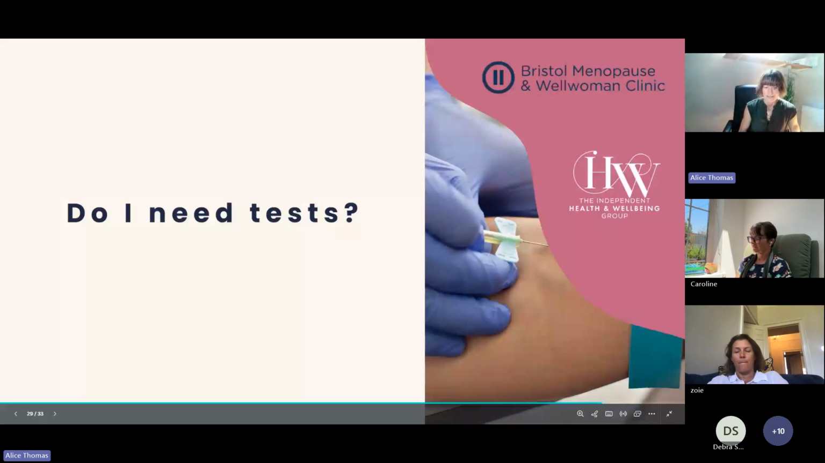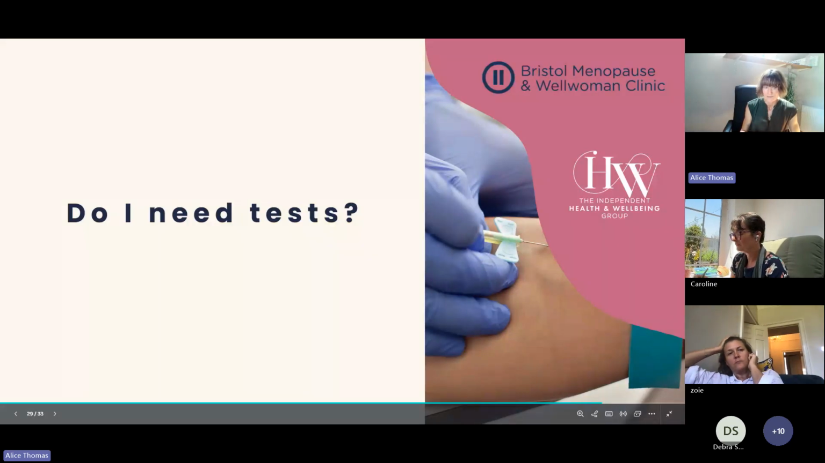But we do often like to test for other things if it's not a clear picture. So checking other blood tests to rule out other causes like thyroid function, for example, and many others. We do sometimes like to advise a DEXA scan to look at bone mineral density as well and look at risks for osteoporosis, and other screening tests like blood pressure, cholesterol, blood sugar, and keeping up with regular cervical screening and breast screening is also really important.